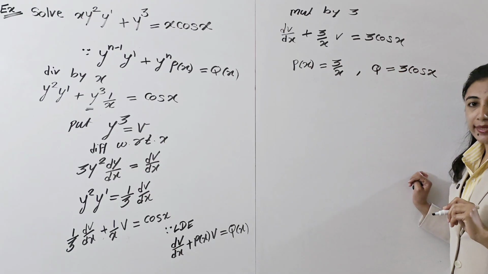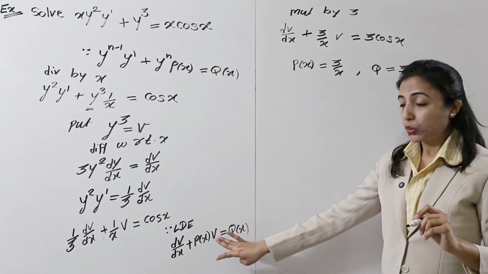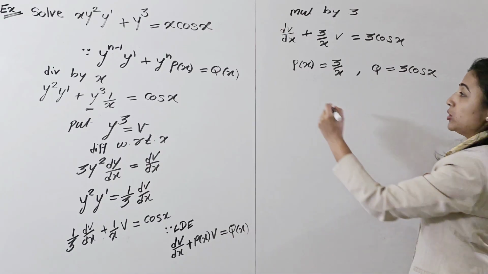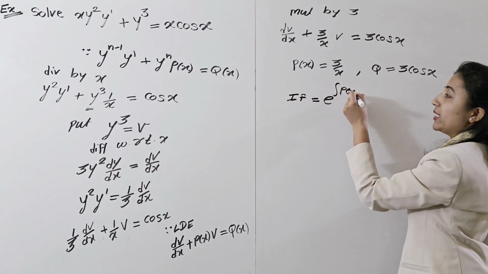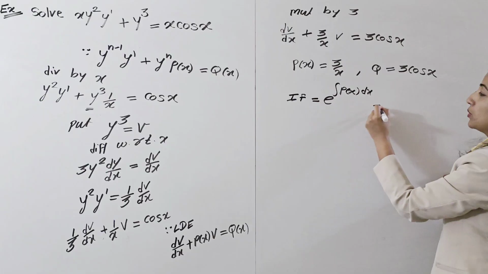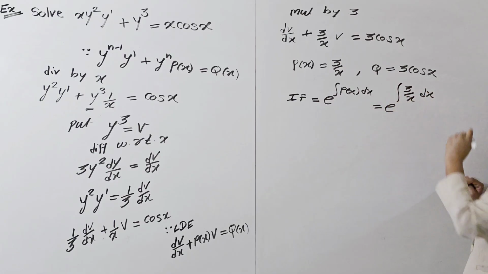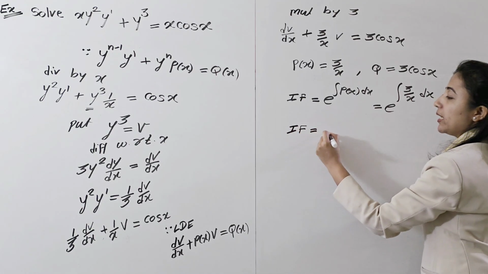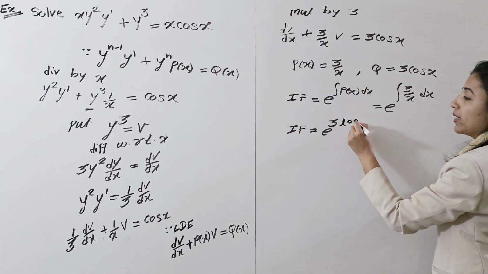And we know how to solve a linear differential equation, that's why we are converting this Bernoulli equation into the linear form. To solve the linear differential equation, we first have to find the integrating factor. The formula for finding the integrating factor is e power integration of p of x dx. Now put the value: e power integration of 3 by x dx, and 3 is a constant, so we can take it outside. Integration of 1 upon x is log x.